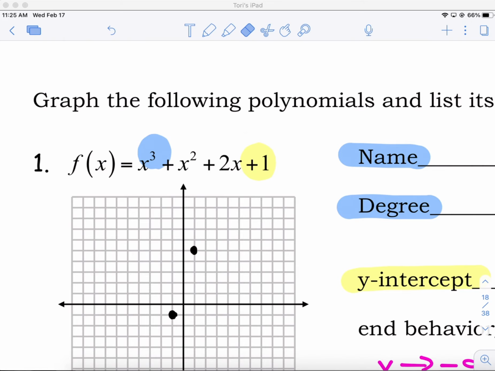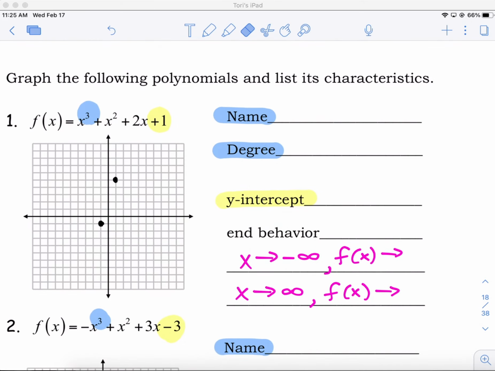Your 0 is actually the first thing I want to talk about. Your 0 is always going to be your y-intercept. So my y-intercept is 0, 1.